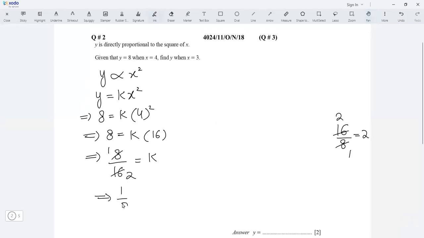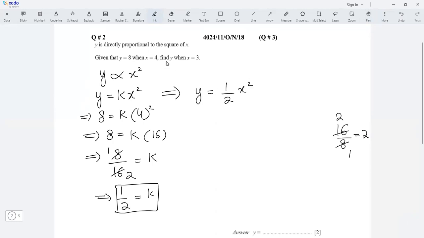So 1 by 2 equals k. Replace the value of k into the equation connecting x and y. This is the equation. We replace the value of k with 1 over 2, so y equals 1 over 2 x squared.